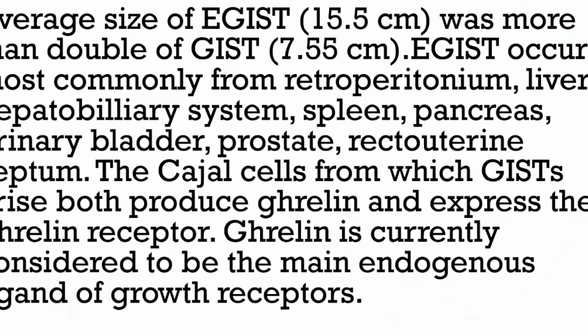Next slide. So the average size of E-GIST is 15.5 centimeter, more than double that of GIST. E-GIST occurs most commonly from the retroperitoneum, liver, hepatobiliary system, spleen, pancreas, urinary bladder, prostate, and rectouterine septum. The interstitial cells of Cajal, from which GIST arise, produce ghrelin and express the ghrelin receptor. Ghrelin is considered to be the main endogenous ligand for growth hormone receptors. It is the appetizer for the stomach.